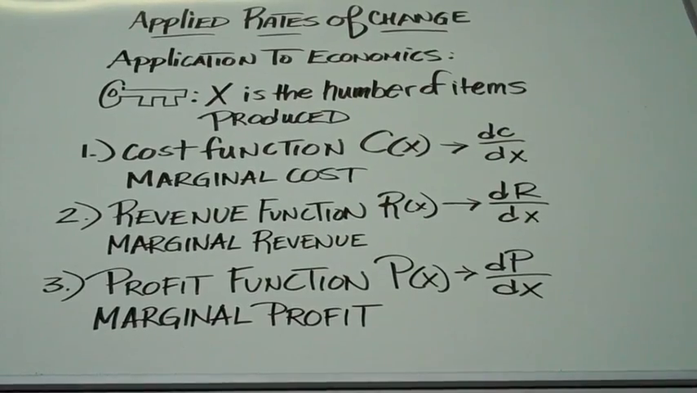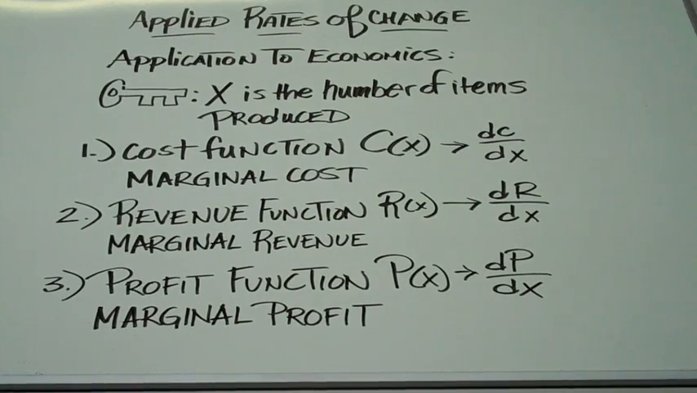We've just talked about rates of change. Let's talk about how we apply these rates of change. First, let's look at an application to economics. There's the key I drew there. The key is that in all these cases, we're changing with respect to x, and x is the number of items produced, always. The cost function, how much money is going out of our pockets, is labeled capital C of x. dC dx is the marginal cost: the change in our cost compared to the number of items produced.